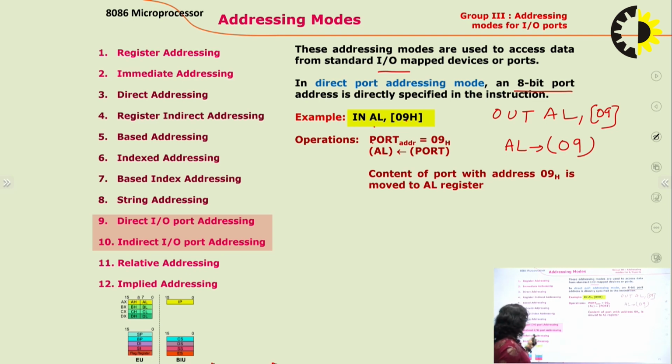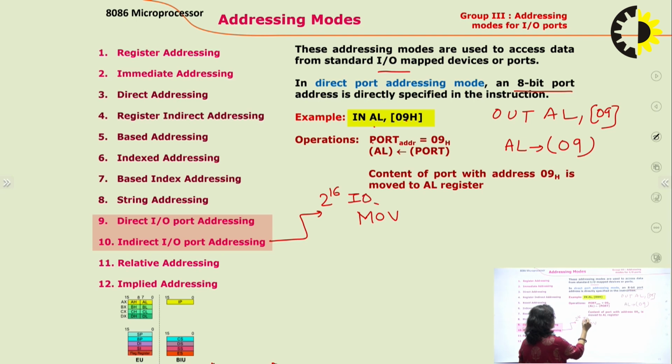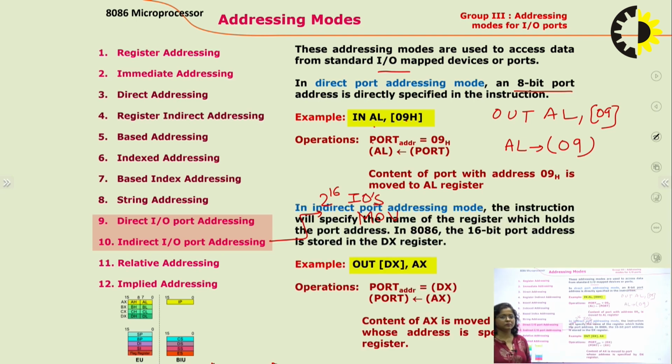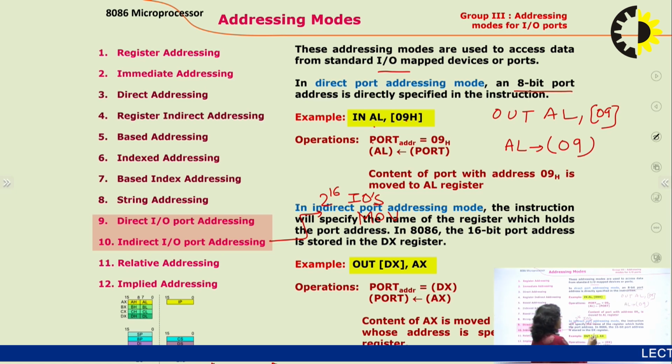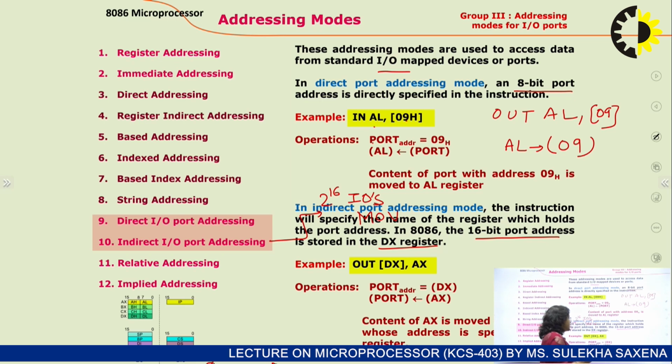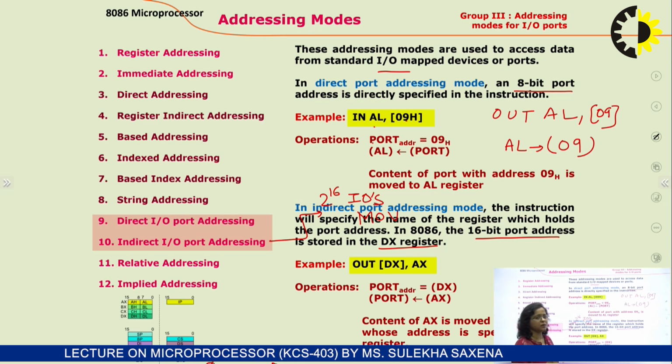Whereas there is one more mode, that is indirect. In case of indirect addressing mode, address is specified in DX register. In indirect addressing mode, 2 to the power 16 IOs can be accessed using 8086. The default register to access indirect port is DX register, which is 16-bit. So, DX will consist of 16-bit address which can be accessed using IN or OUT instruction.